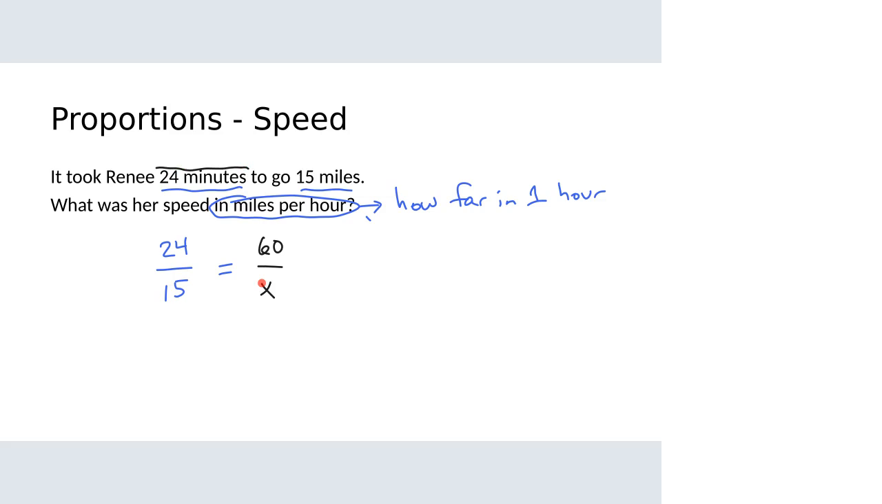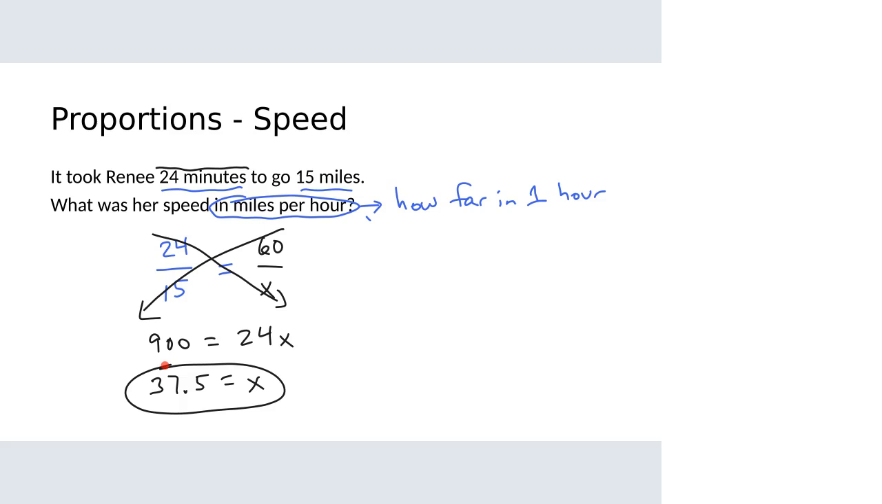Now we've got a proportion we can solve. We'll cross multiply. 60 times 15, 24 times x. You're going to be really good at cross multiplying by the time we finish this section. Now we'll divide both sides by 24 and find out that it's 37.5 miles in an hour.